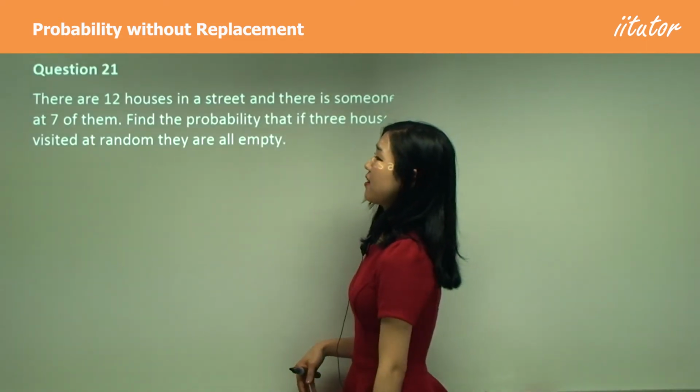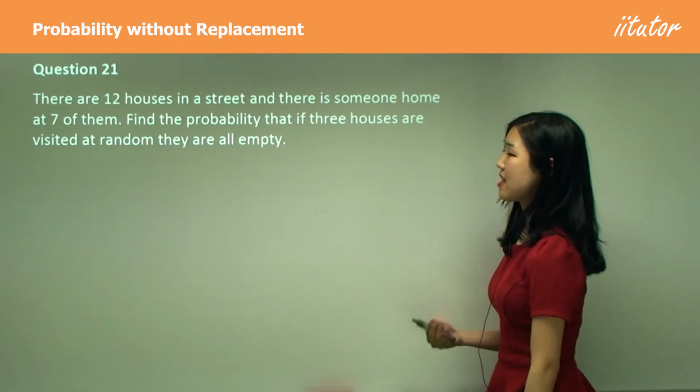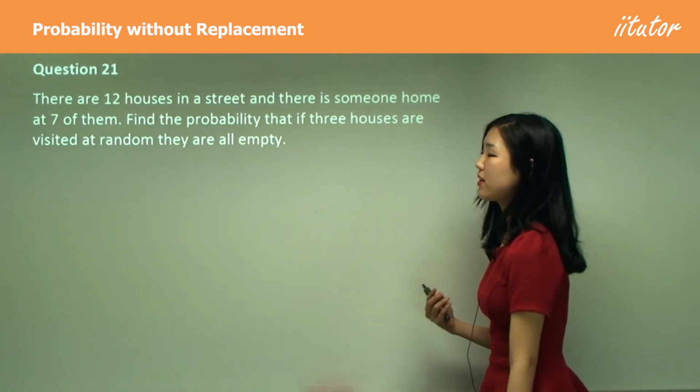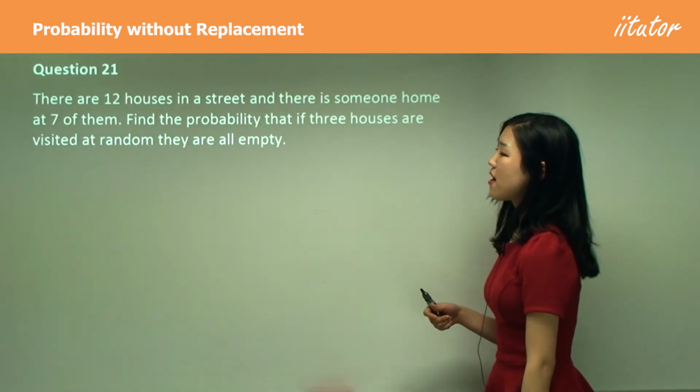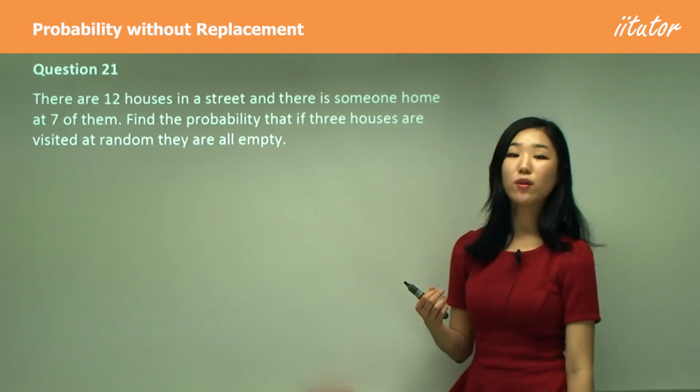Question 21. There are 12 houses in the street and there is someone home at 7 of them. Okay, so 7 out of 12, there will always be someone. Okay, that's the probability of having someone inside a house. Find the probability that if 3 houses are visited at random, they are all empty.